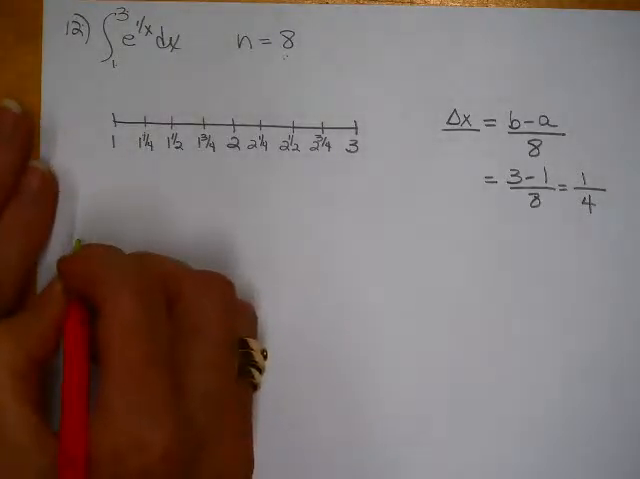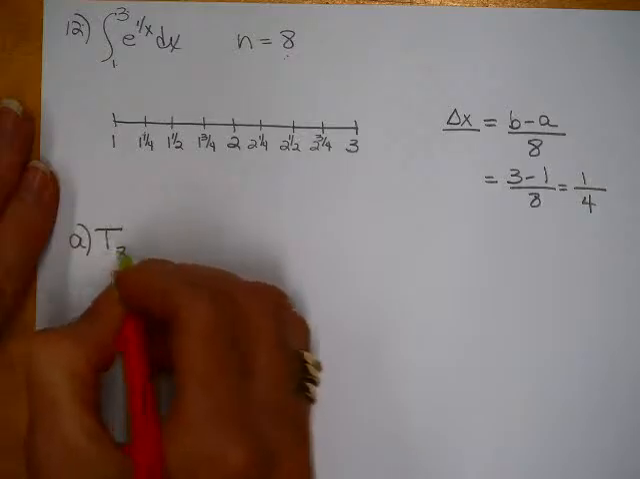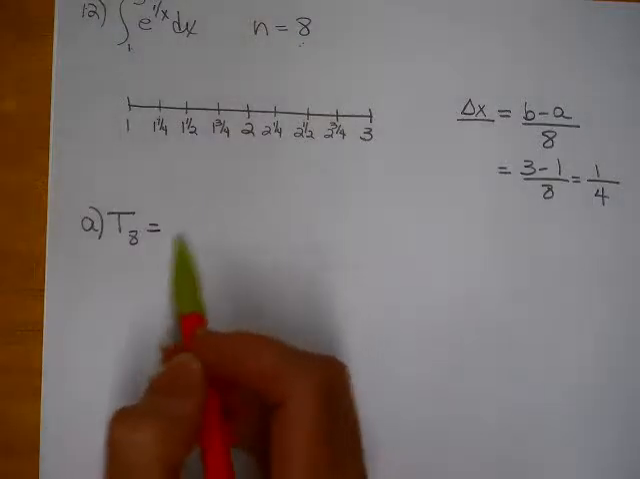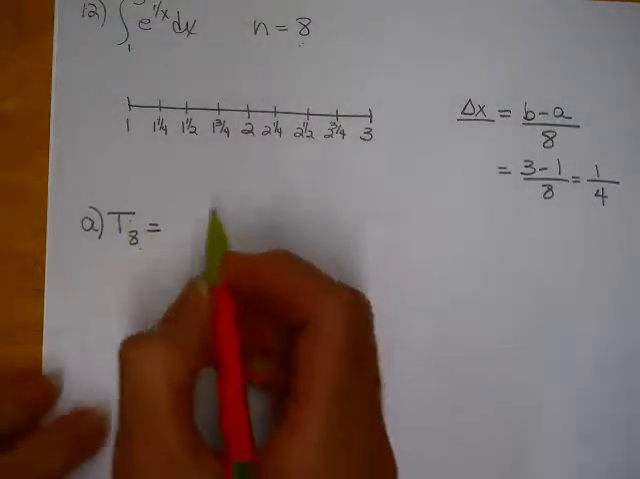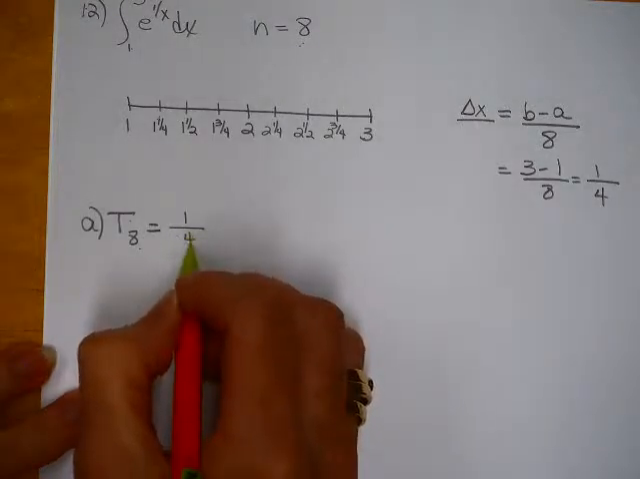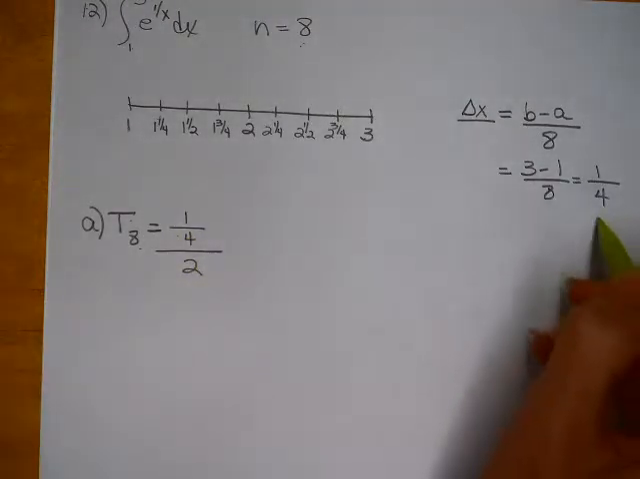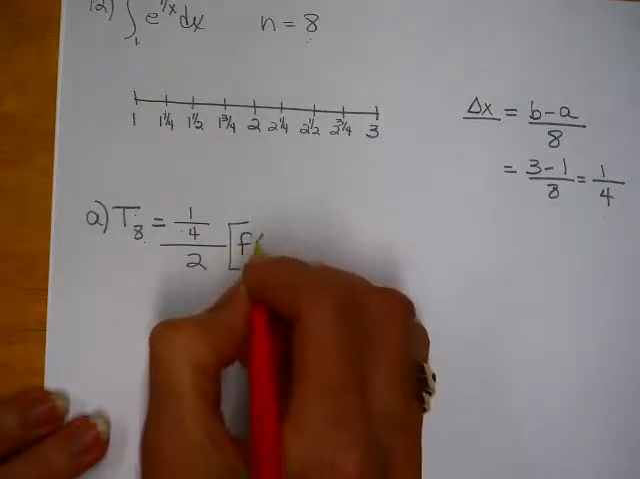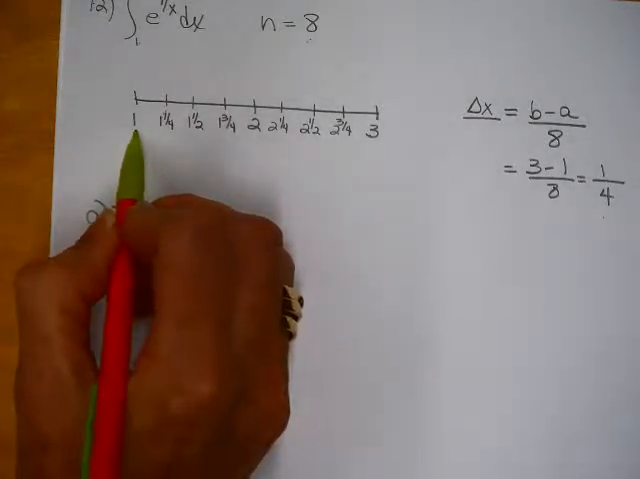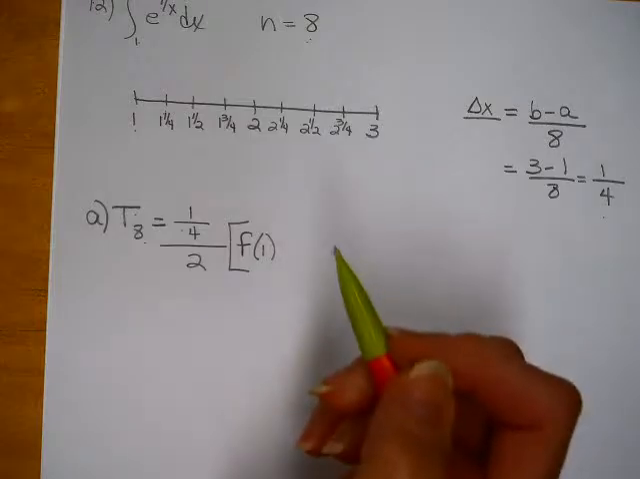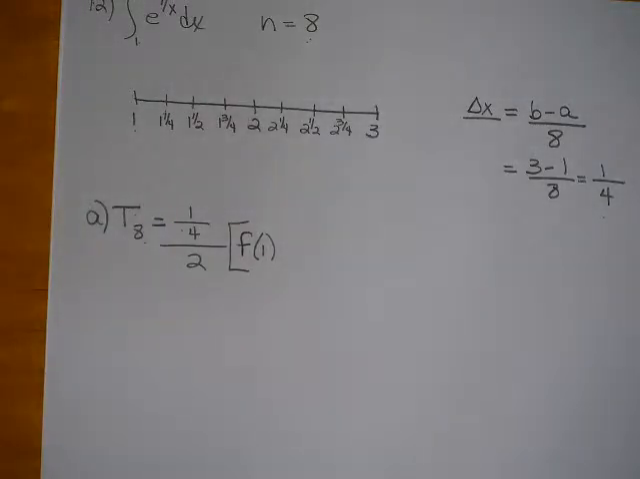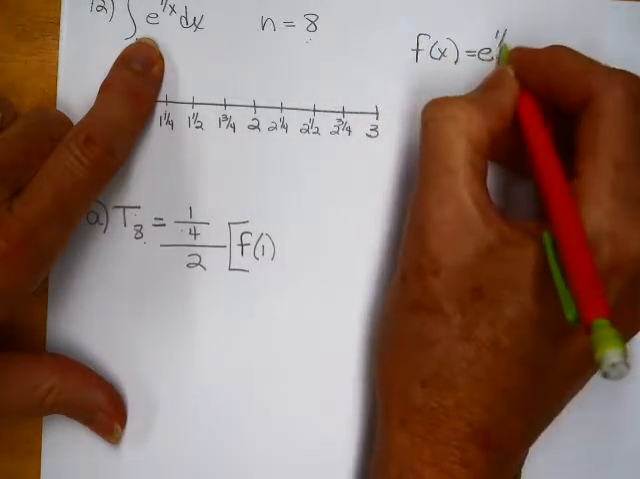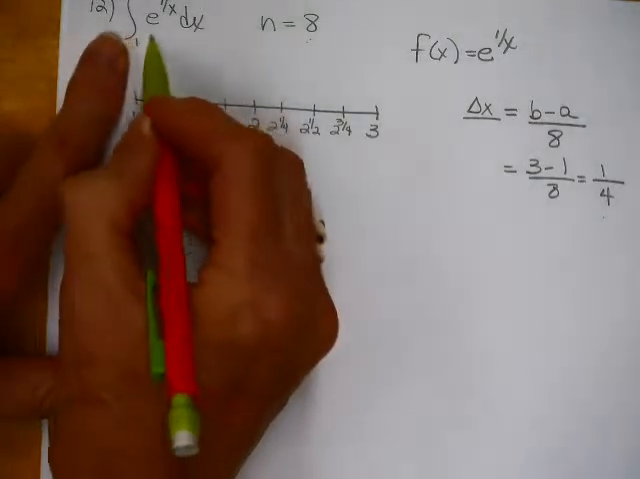All right, first thing they asked me to do is the trapezoid rule. So the trapezoid rule, pulling out my formula, I'm doing the trapezoid rule of 8. I need delta x, which is 1/4, divided by 2. That's the formula, delta x over 2, times f of my first endpoint, which is 1. By the way, what's my f function here? E to the 1 over x. So my f of x is e to the 1 over x. This is your function.